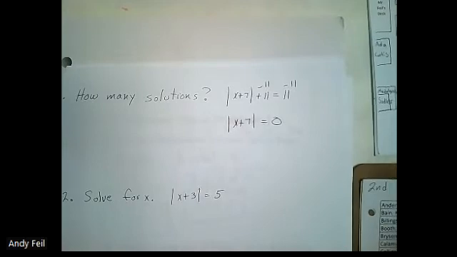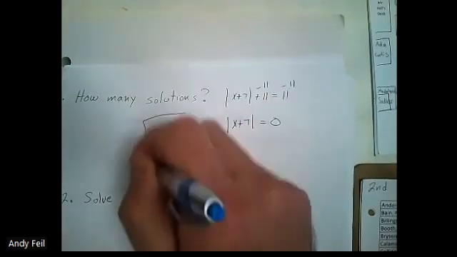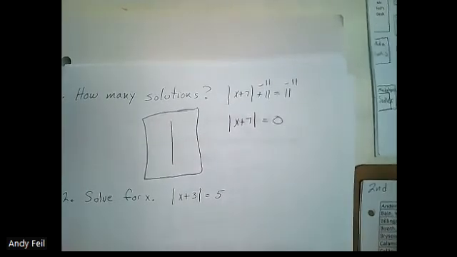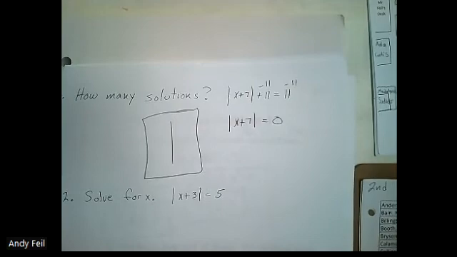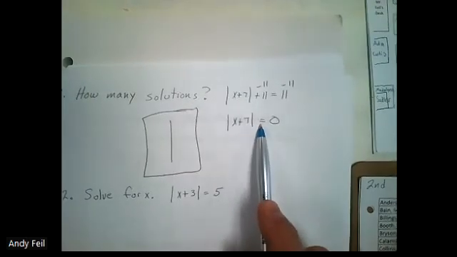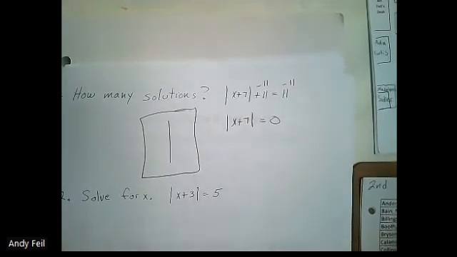Now I can figure out an answer. They don't want me to tell them the solutions, they just want to know how many. How many? 1. Can you have an absolute value equal to 0? Yes. The absolute value of 0 is 0. But there's only one answer. It's not 0 and negative 0. It's just 0. And that's why you get one solution. What if this said the absolute value of x plus 7 equals negative 5? Then there would have been 0 solutions, right?